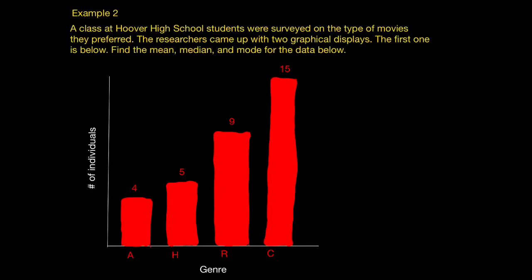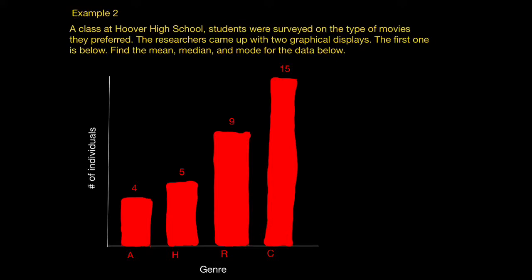So here, example 2, a class at Hoover High School, students were surveyed on the type of movies they preferred. And here I think we need a comma. The researchers came up with two graphical displays. The first one is below. Now we have to find the mean, the median, and the mode.